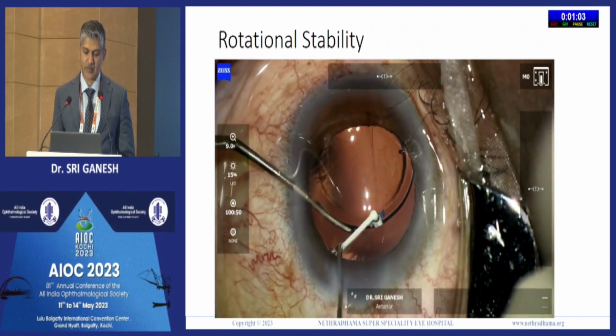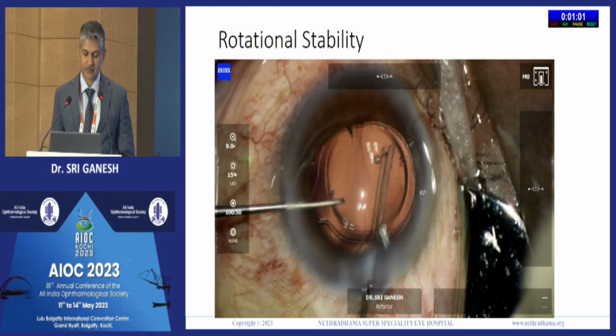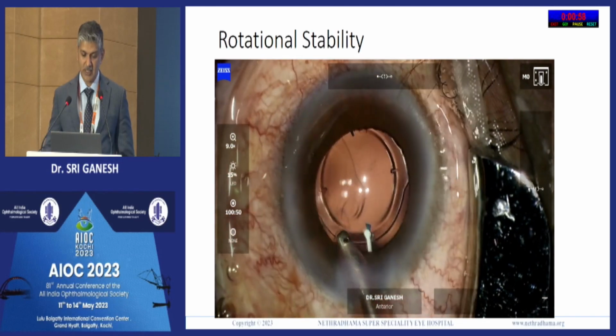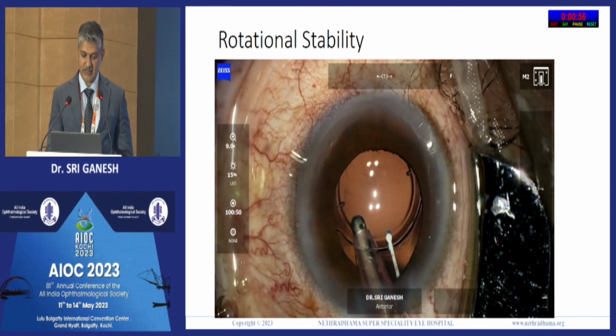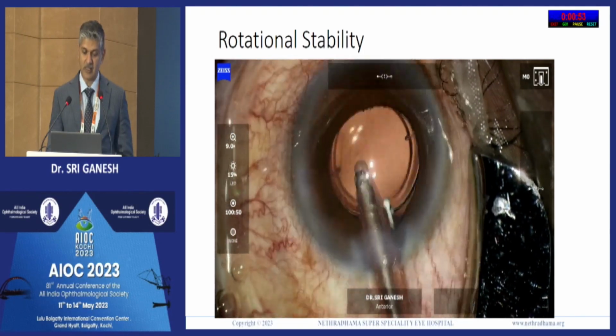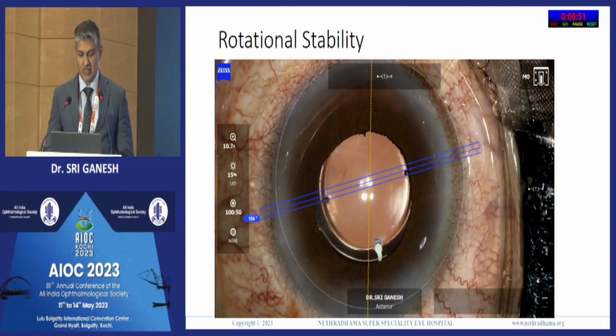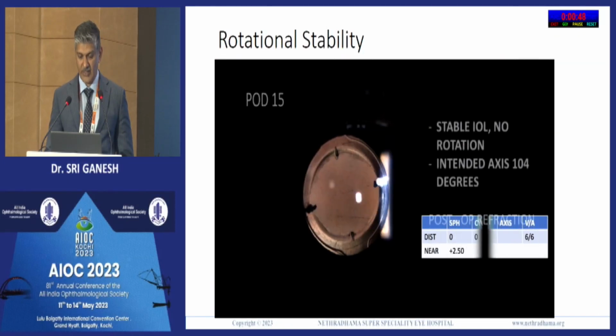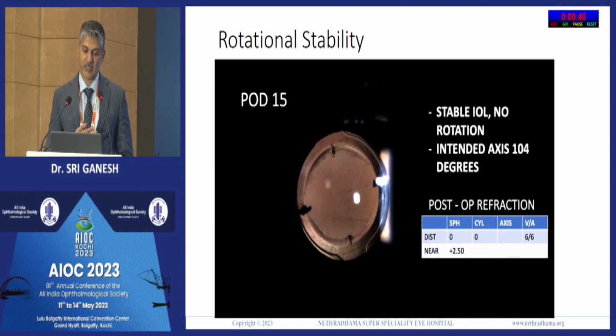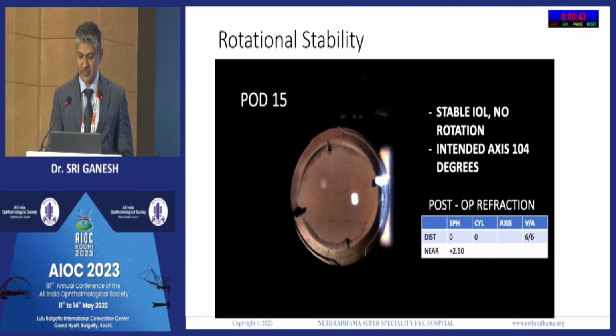So you make a capsulotomy of about 4.5 millimeters. Then you capture it so that you can see that it is on axis, and once it is captured, it will not move. We have done studies now, and we find that it is very stable with no rotation. You can see that's the post-op, zero sphere, zero cylinder. Intended axis was 104, and post-op it's perfectly stable, because irrespective of the bag size, there is no rotation of the lens. It is anchored to the capsulotomy.